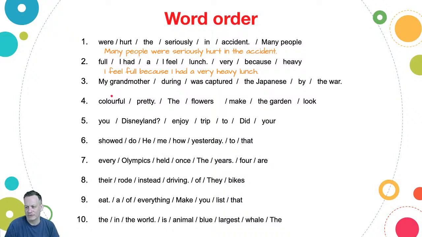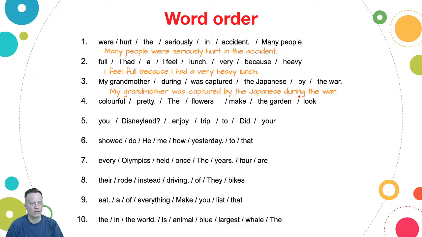Enrique, my grandmother was captured by Japanese by okay, you forgot the article, by the Japanese during the war. Yeah, my grandmother was captured by the Japanese during the war. Absolutely. You've got this. That's excellent. I mean, really excellent because English is not super difficult. If you can get the words in the right order, the words themselves are not that difficult. There's no conjugation. My grandmother was captured by the Japanese during the war.